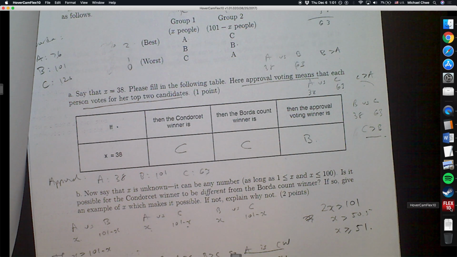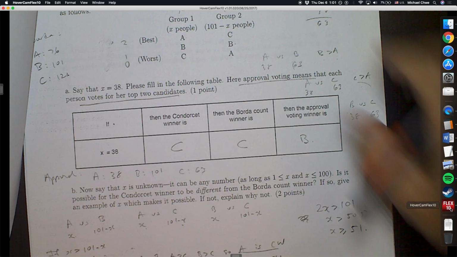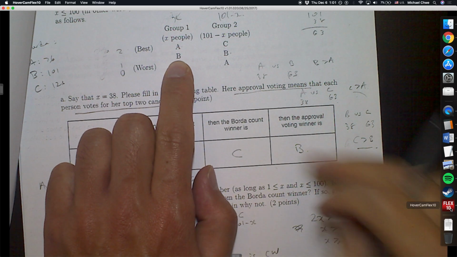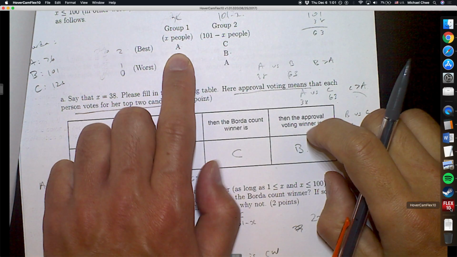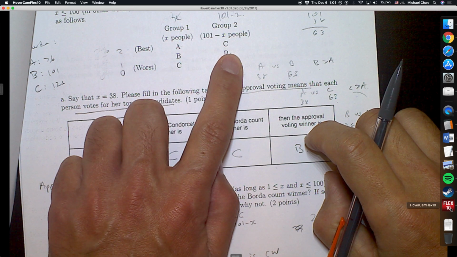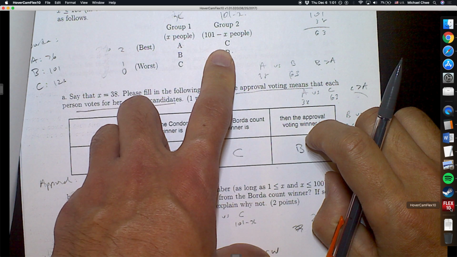Sorry, is it possible for B to be the Borda count winner? No, as far as I can tell. Can you explain why? Let's think about that. If x is really small, A is surely the Borda count winner, right? Sorry, C is surely the Borda count winner, right? If group 1 is small, then C is surely the Borda count winner, right?